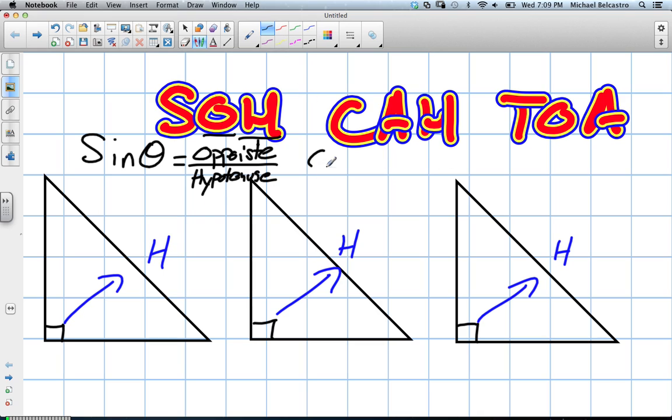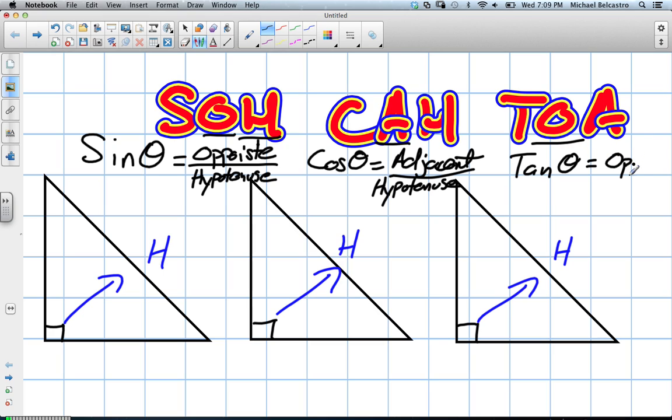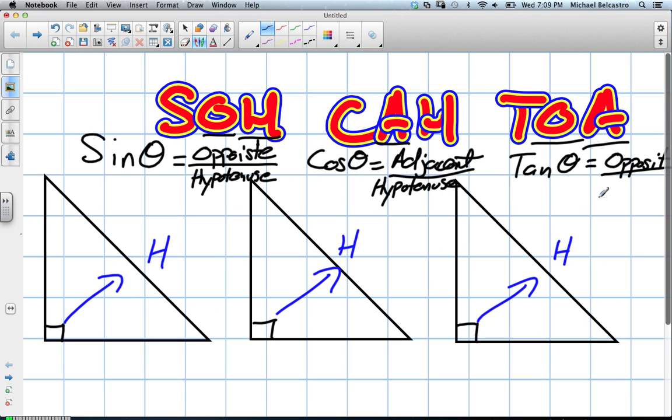CA stands for cosine theta, being equal to A standing for adjacent, divided by hypotenuse again. And then finally, tangent theta, which is the angle. So tan of some angle is equal to O, which is opposite, divided by A, which is the adjacent.